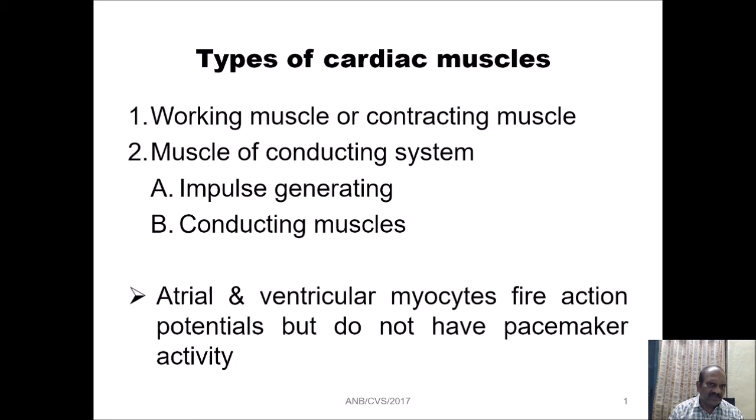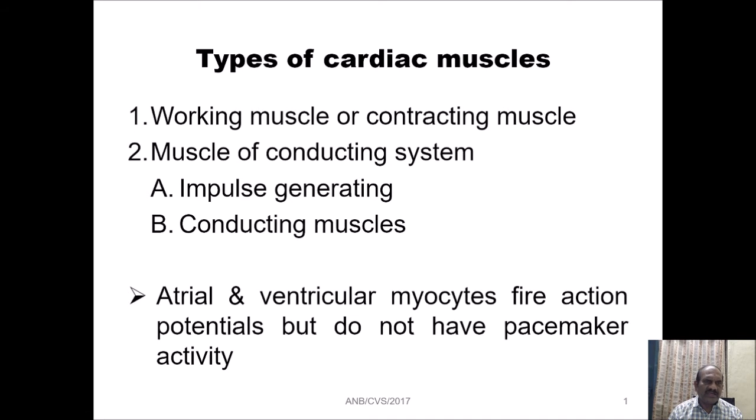We call them, as a first type, a working muscle or contracting muscle. Second, the muscles of the conducting system. What does it mean? It means that they have the ability of impulse generation. A second, that is the conducting muscle. What does it mean? The muscles which are involved in the contraction of the myocardium, we call a working muscle or the contracting muscle.